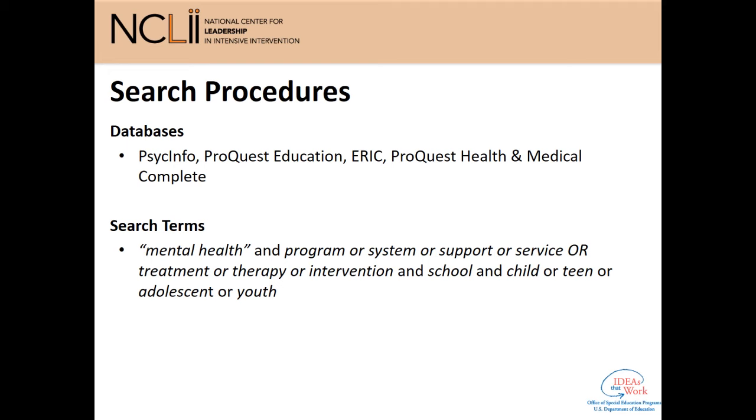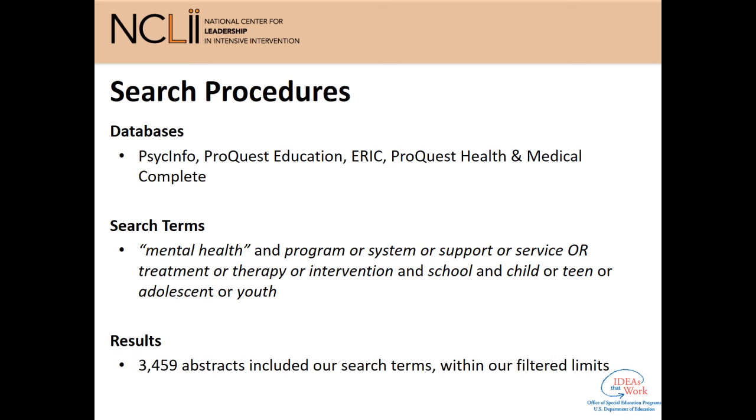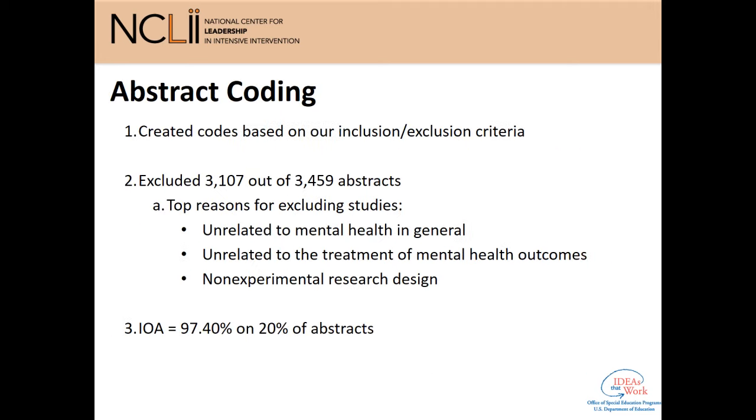Overall, we aren't really seeing any problems right now, but we're making sure we're going through other articles and journals and hand searching to make sure we got everything. Our results were 3,459 abstracts that we then went through and screened to see if they should be part of our study. So during this abstract coding, we created codes based on the inclusion-exclusion criteria. So every time we excluded a study, we have a code number for why we excluded it.